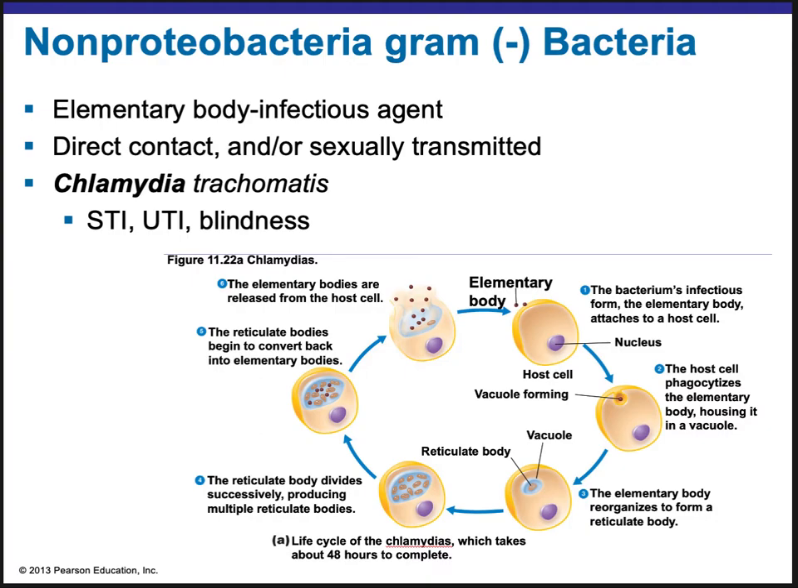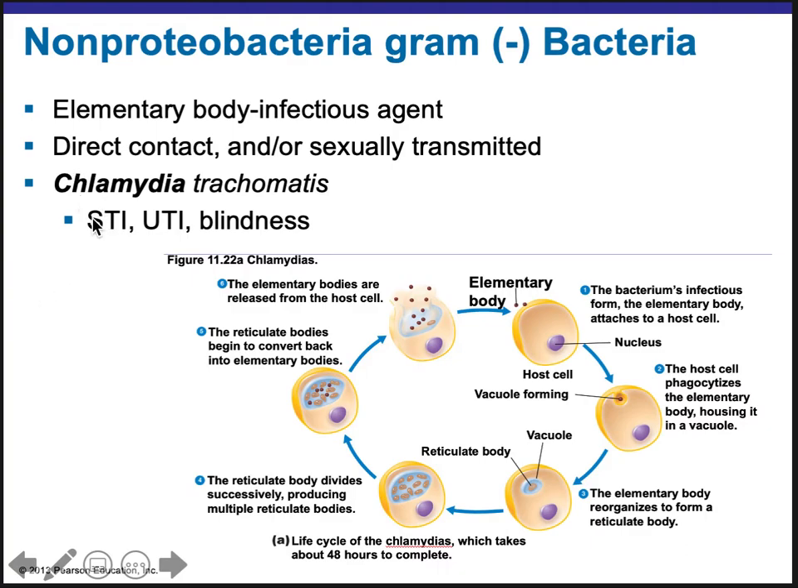You can have congenital transmission from mother to child, and that can also cause blindness in the child, and it can also cause UTIs, which typically, again, are sexually transmitted. But if you were to have direct contact, I can't really think of how you would have direct contact without it being sexual transmission.